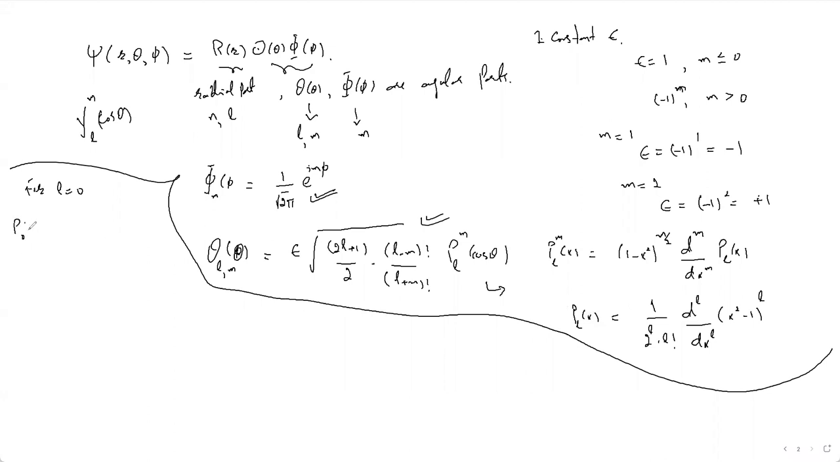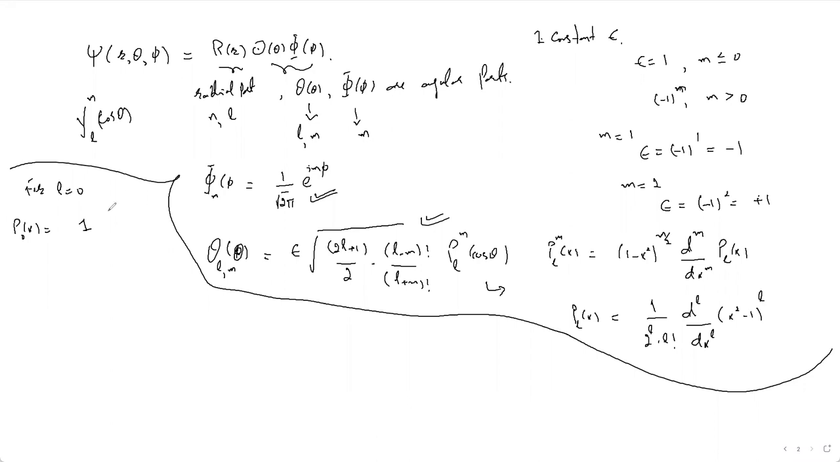This will be P0 of x, and it will be equal to 1 by 2 raised to the power L, that is 2 raised to the power 0, that is 1, L factorial, 0 factorial, that is 1, then d^L by dx^L, it will be 0, that is 1, then (x square minus 1) raised to the power 0, that is 1. So P0 of x will simply be equal to 1.